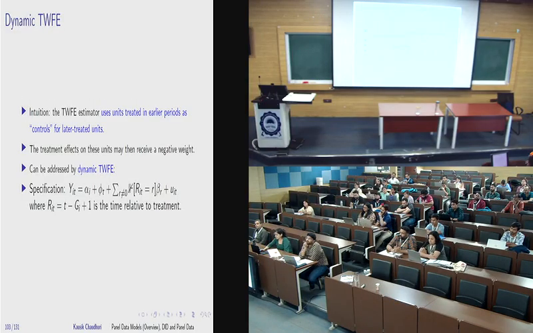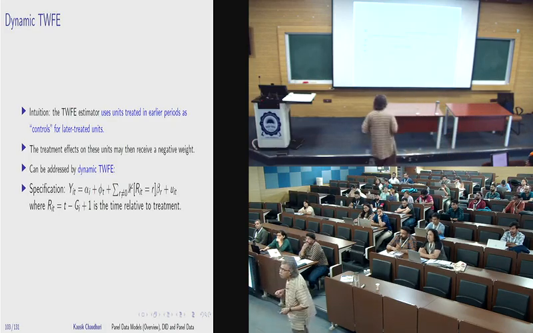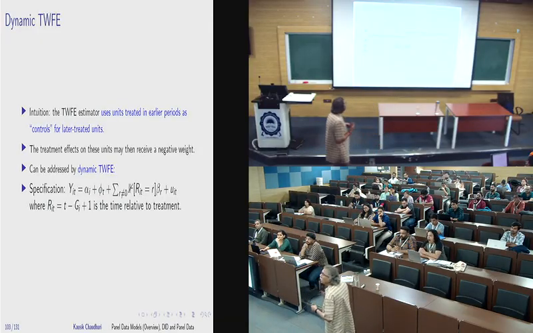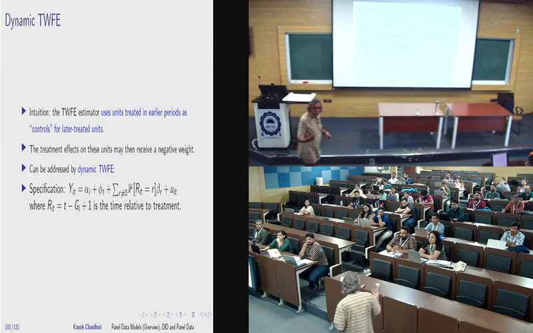So the TWFE estimator uses units treated in earlier periods as controls for later treated units, and all I need to do is a dynamic TWFE, with different dummies for different types of staggered settings.